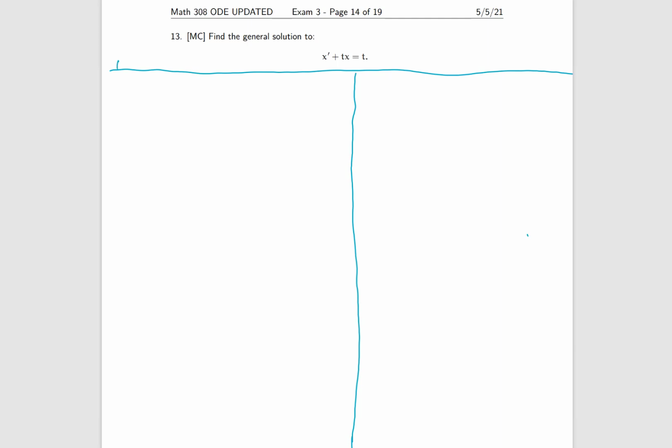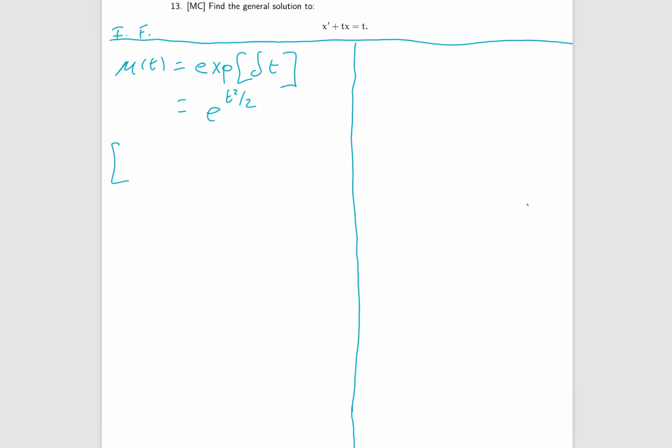The first one is going to be the integrating factor method here. The integrating factor is mu of t equal to e to the power of the coefficient on x. So that's just going to be t, and so this is e to the power of t squared over 2. Okay, I'm going to multiply both sides by the integrating factor. You get (x times e to the t squared over 2)' is equal to e to the t squared over 2, and we multiply that by t.